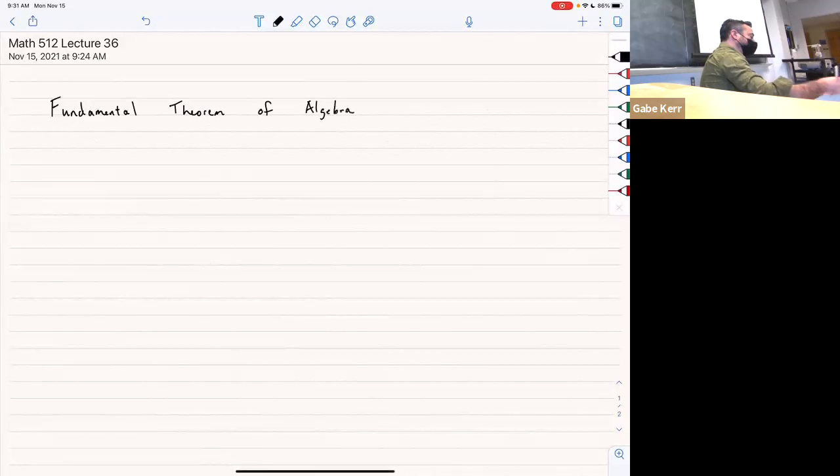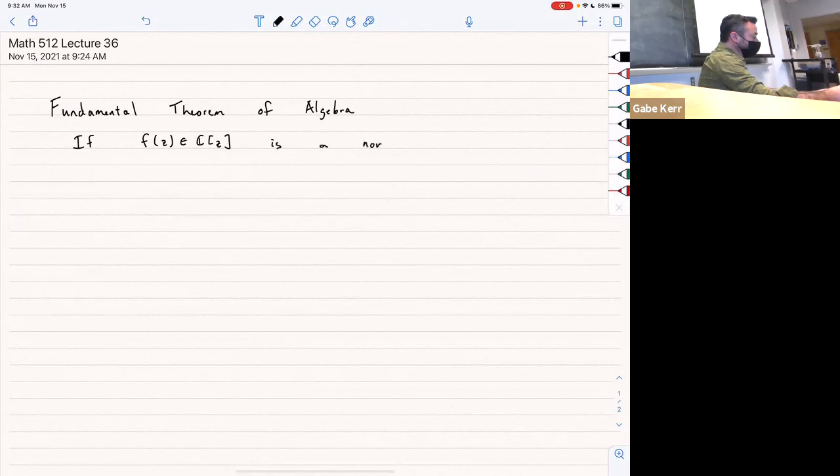The fundamental theorem of algebra says that if f is a polynomial with coefficients that are complex numbers, and let's say it's non-constant, then there's a root, there's an alpha in C.